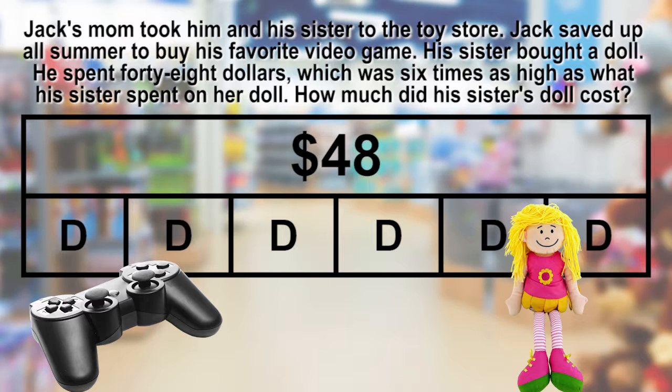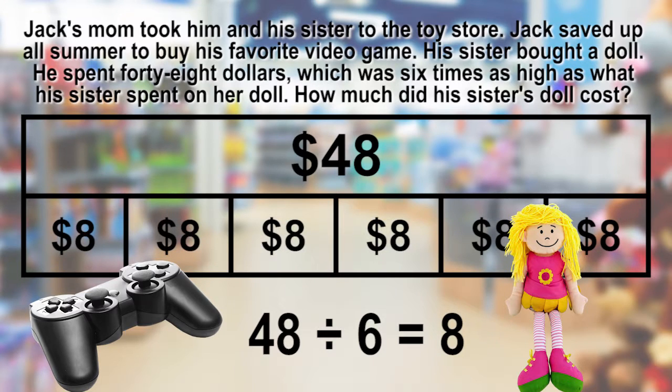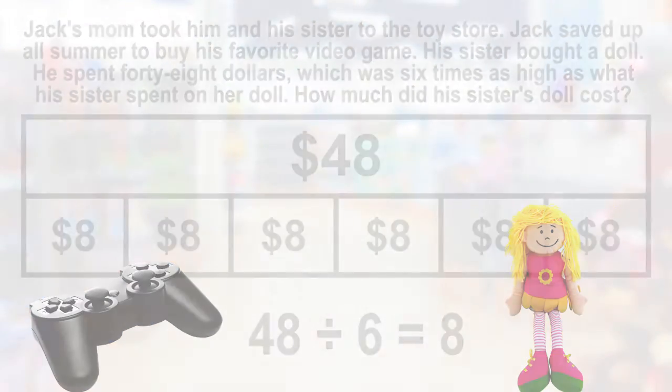Students can then write a division equation that would help them solve the problem. The division equation for this problem would be 48 divided by 6 equals D. D equals 8, so his sister spent $8 on her doll. Let's look at one more example.